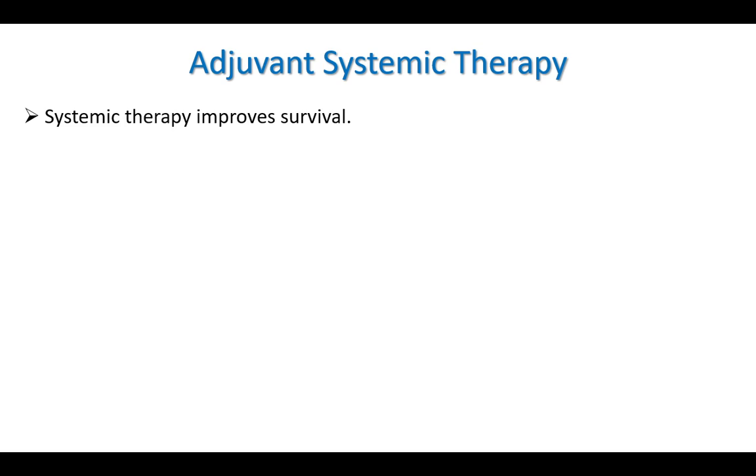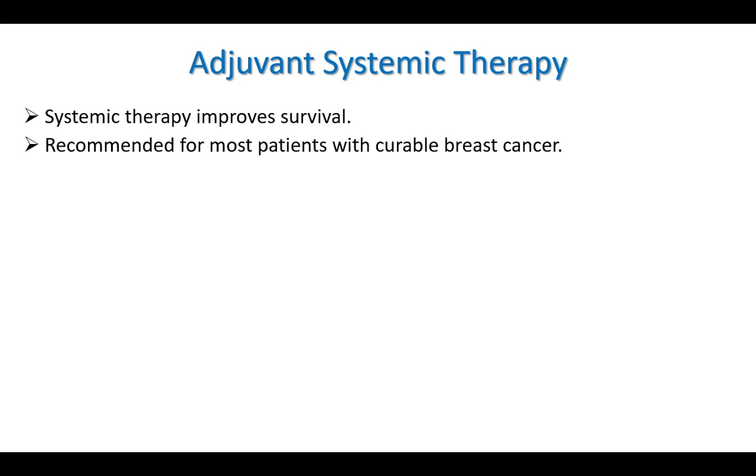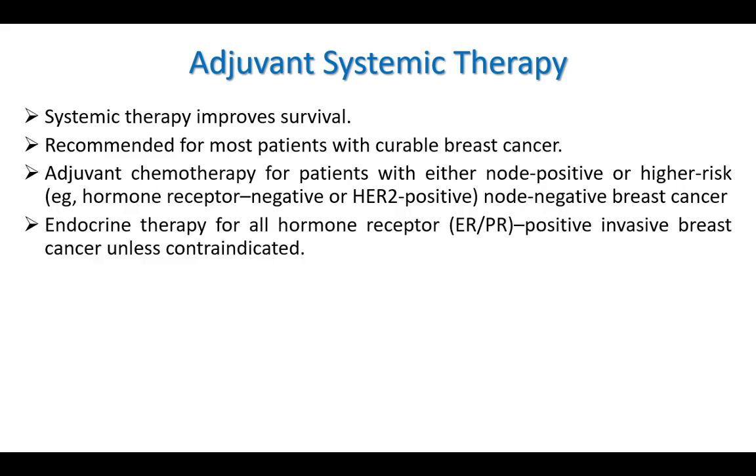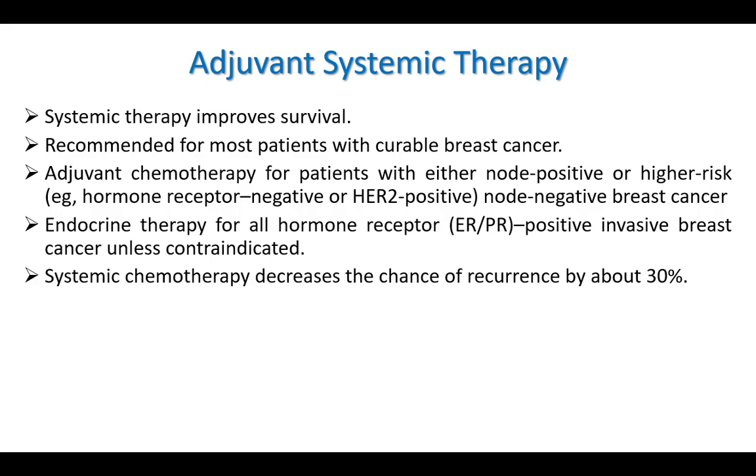It has been shown that besides surgery and radiotherapy, if you are giving adjuvant systemic therapy, it improves survival, and it's recommended for all patients with curable breast cancer. So when you are doing the curative intent, it is used if they are node positive, or if they are node negative, then they are high risk. So again, you need to use adjuvant therapy. And if they are hormone receptor positive, you again need to put them on endocrine therapy.